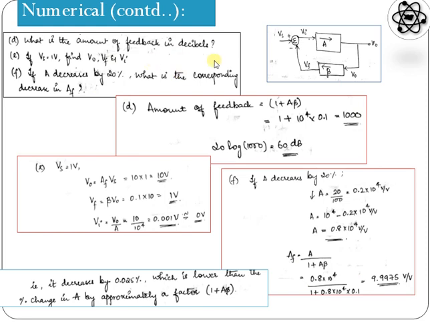They have asked us what the corresponding decrease is. To find that out, the actual value was equal to 10, as we have seen. Now the value is 9.9975. So the difference between 10 and 9.9975 will give us a value of 0.025%, which is lower than the percentage change in A by approximately a factor of 1 plus A beta.